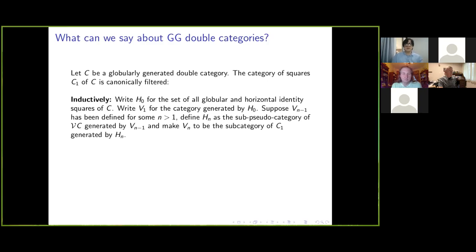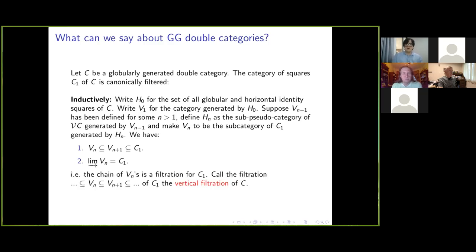So this might be a bit obscure, but I'll try to explain this a little bit better soon. What we have is a sequence of categories, a chain of categories, such that the limit is the category of squares of C. So yeah, this is a filtration. We call this the vertical filtration of the globularly generated double category C. So every globularly generated double category comes with this vertical filtration. This vertical filtration sort of organizes all the squares into these compositions into horizontal identities and globular squares.